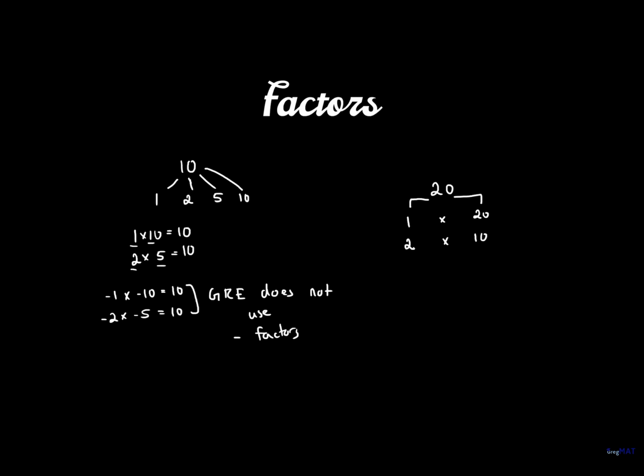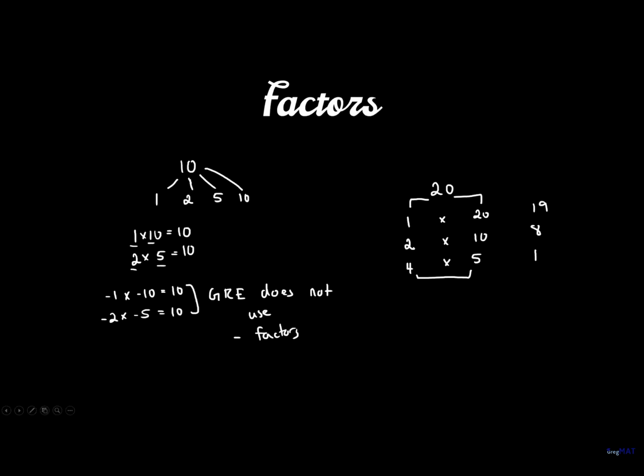Does 3 go in? No, it doesn't. But 4 does go in, so it's going to be 4 times 5. Now, here's the cool thing about this process. See how 1 and 20 are very far apart? It's a distance of 19. See how 2 and 10 are far apart? It's a distance of 8. But now look at 4 and 5. That's only a distance of 1.